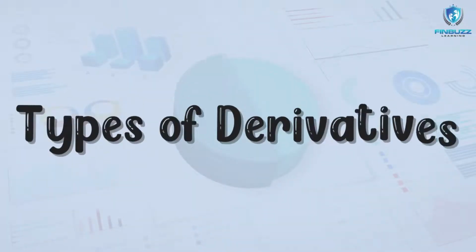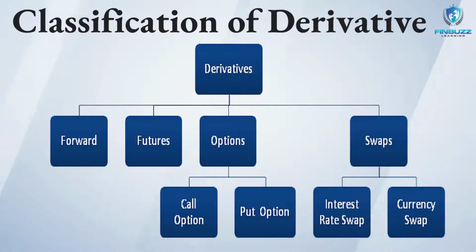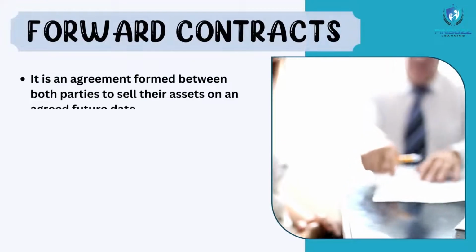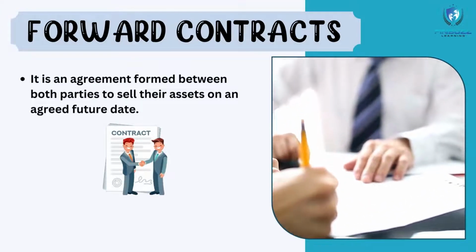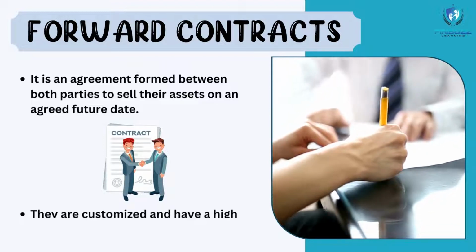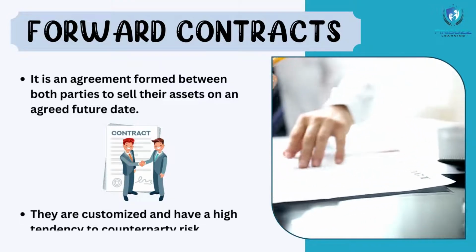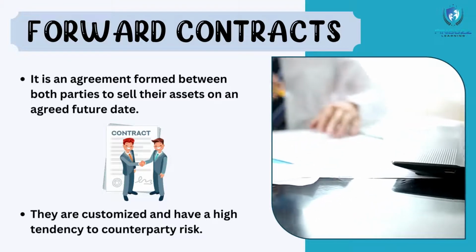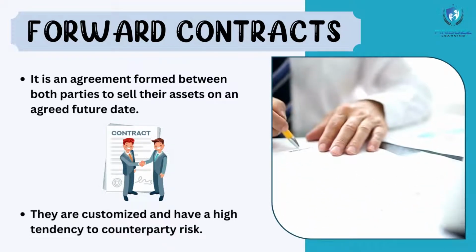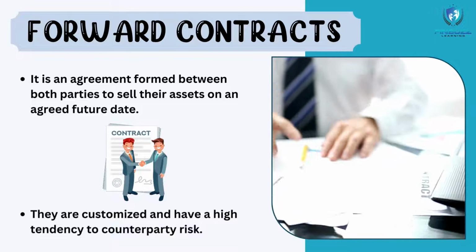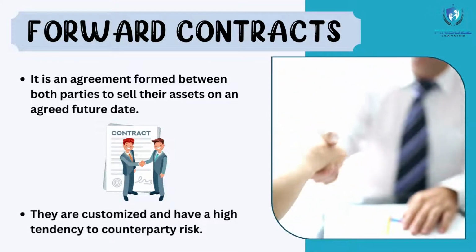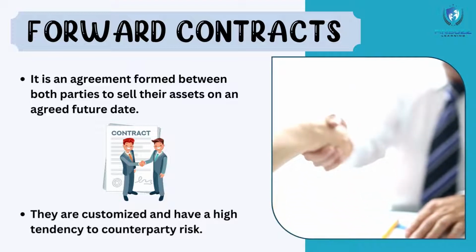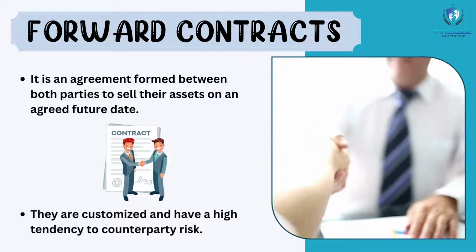Now we will discuss the types of derivatives. There are four different types of financial derivatives. The first one is the forward contract. Forward contracts are agreements between two parties to buy and sell an underlying asset at a future fixed date and predetermined price. Customized forward contracts have a high propensity for counterparty risk. The size of the agreement is fully dependent on the length of the contract because it is customizable.